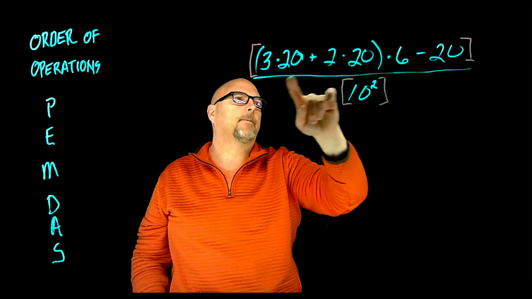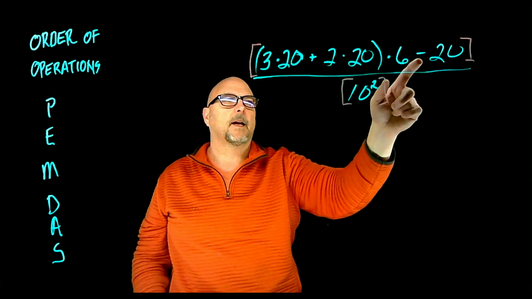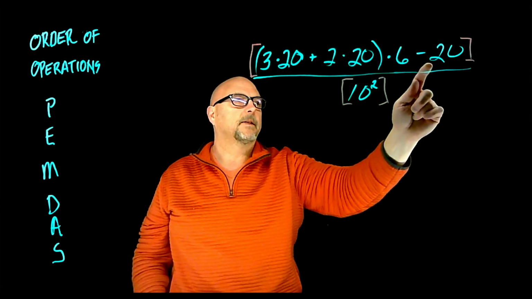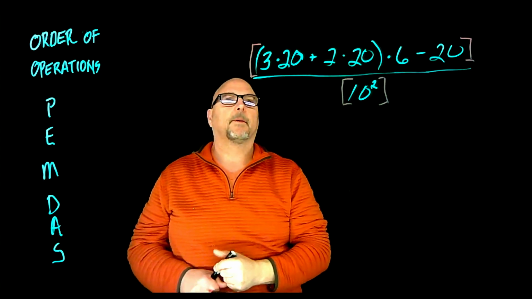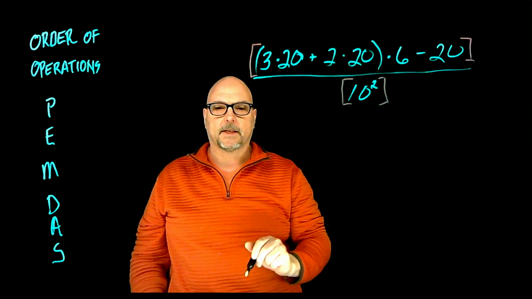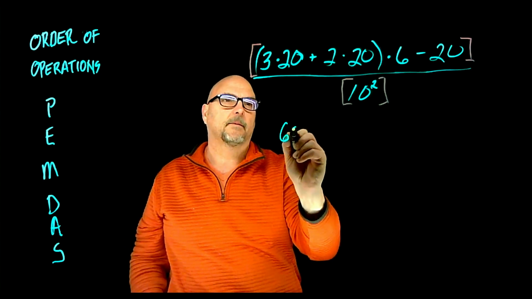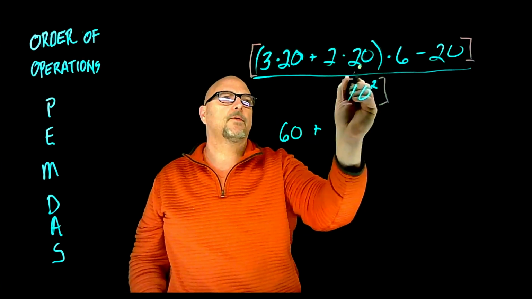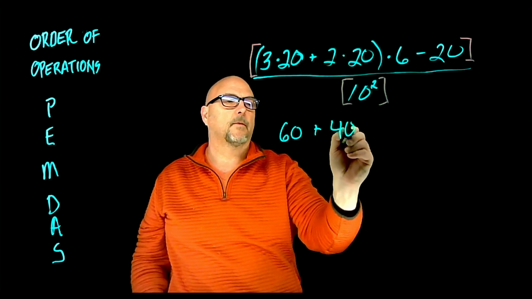So I have in the top 2 terms. This minus sign tells me this is one term and this is a second term. So I'm going to go through and simplify this. So 3 times 20, that gives me a 60. Plus, what is 2 times 20? Oh, that gives us a 40.